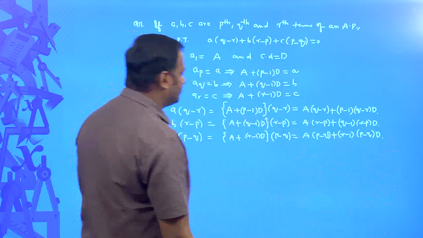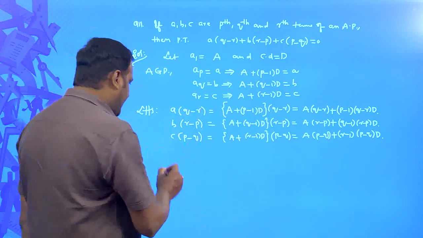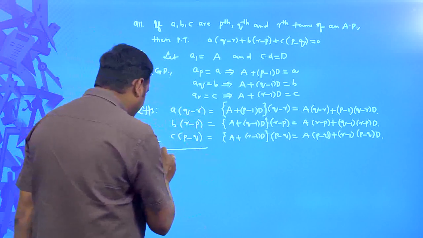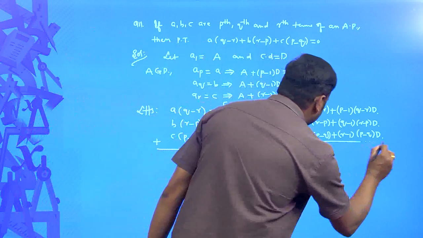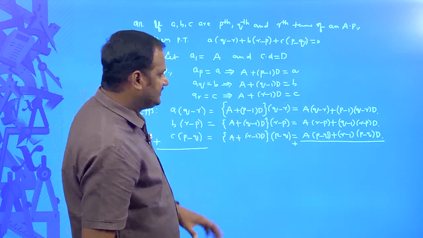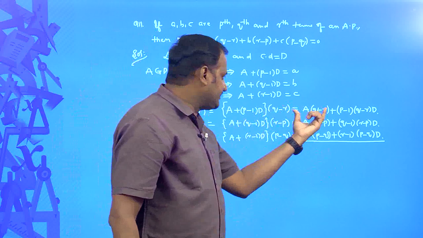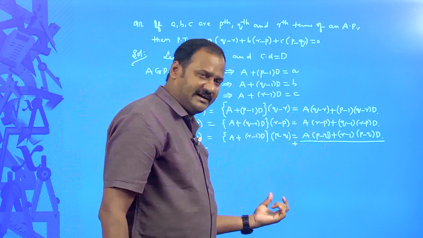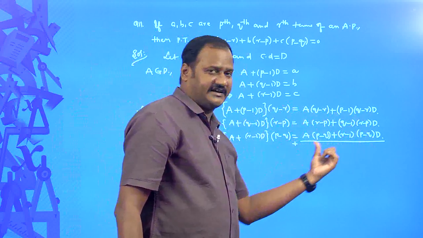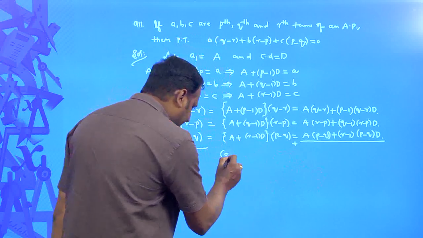So, what are we going to do now? We are going to add all these three. See, when you are adding, what will you get? I am not adding everything at a time. I will take the A terms first and add them, and then I will take the D terms and add them.